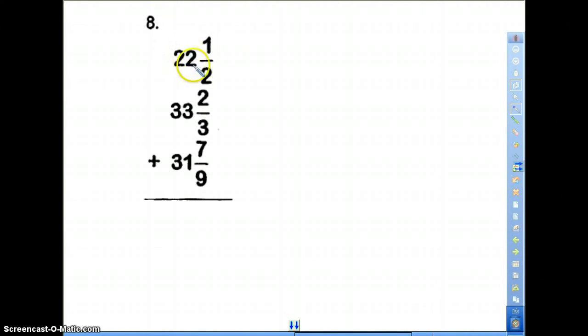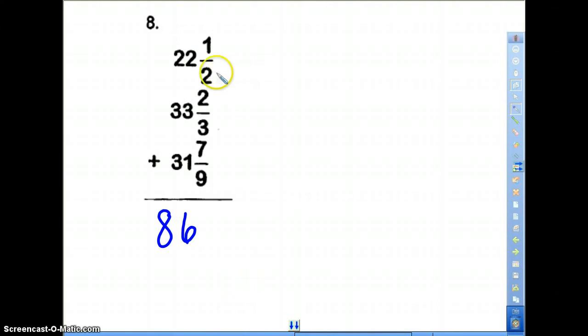Well, let's start with the easy part. Let's add these pieces together. Let's add all of our wholes together. All right, let's do that first. Let's see. 2 plus 3 is 5, plus 1 more is 6. Okay. 3 plus 3 is 6, plus 2 more is 8.